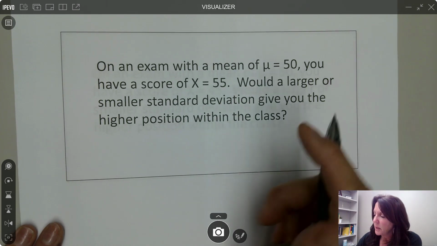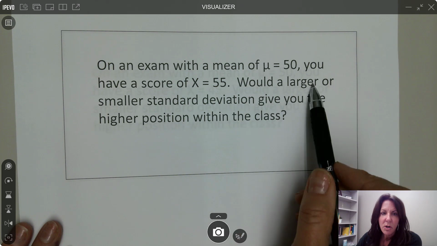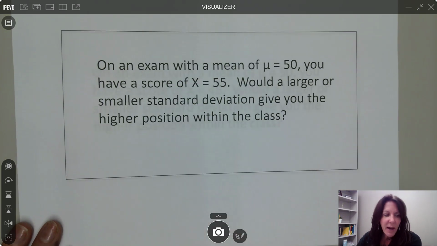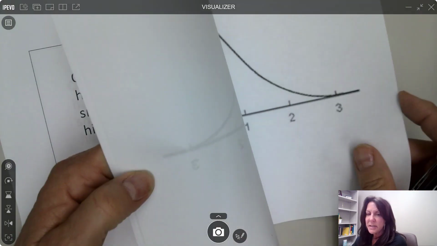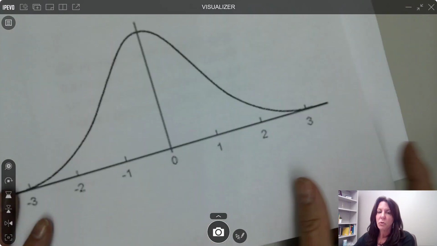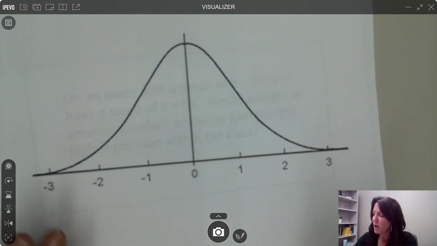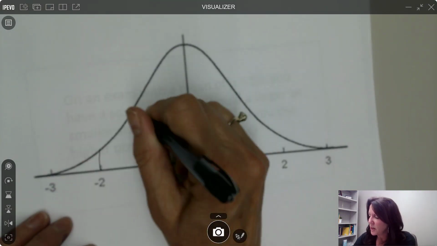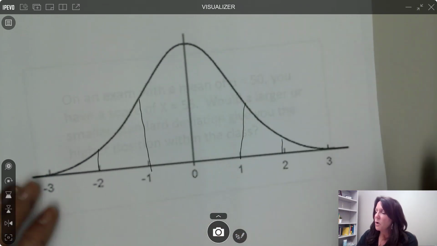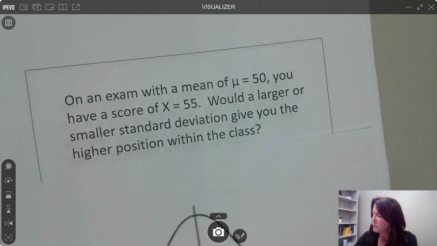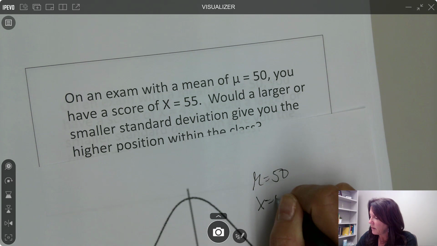On an exam with a mean of 50, you have a score of 55. Would a larger or smaller standard deviation give you the higher position within the class? Okay, you're going to have questions like this, and what I'm going to recommend that you do is draw everything out. Now, I happen to have a handy-dandy drawn distribution here. I'm going to add some lines, though, because I like to have them. So let's go back and see what we had. The mean was 50, and the score was 55.